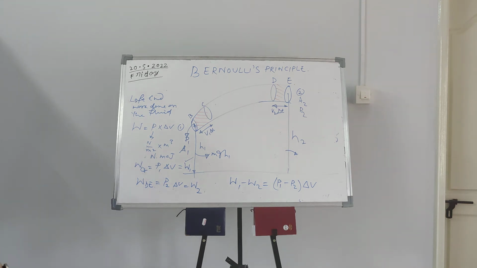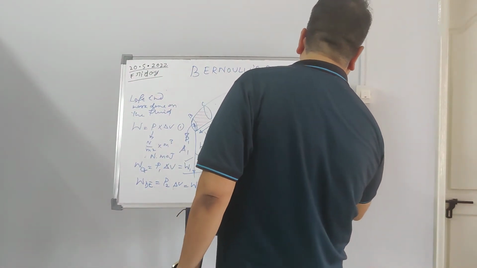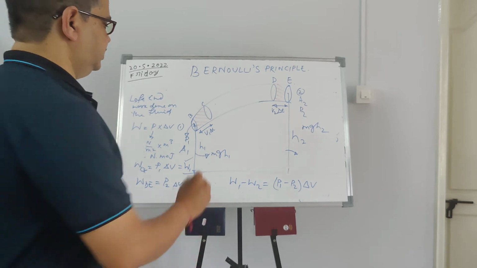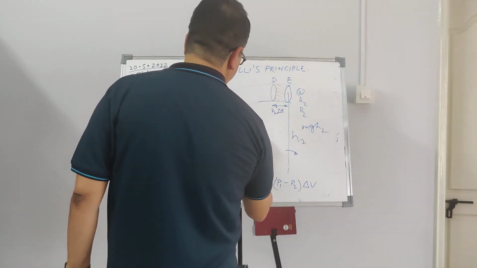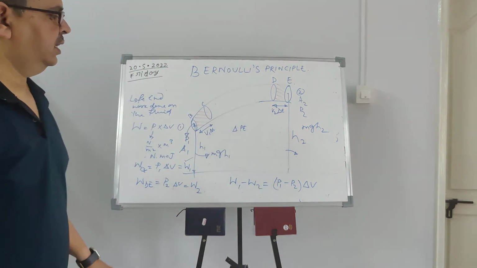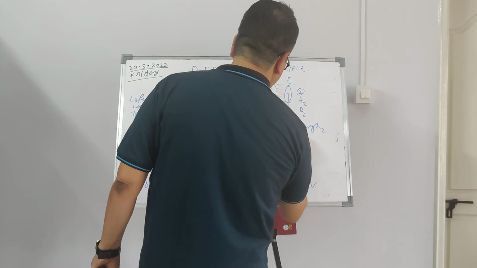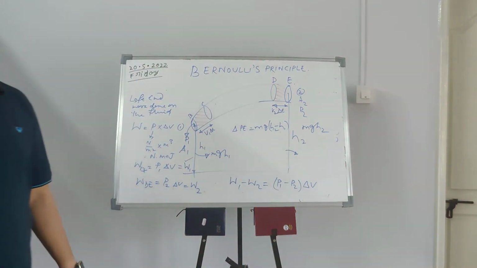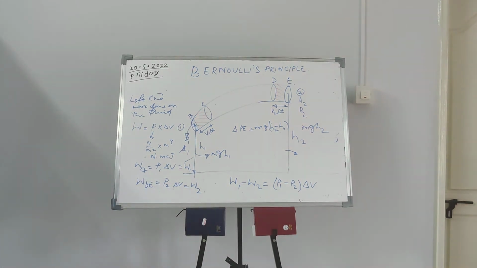At this side the gravitational potential energy is mgh2. So the change in potential energy is mg into h2 minus h1, that is the change in gravitational potential energy, and the other part of the work will be used to increase the velocity, the change in kinetic energy.